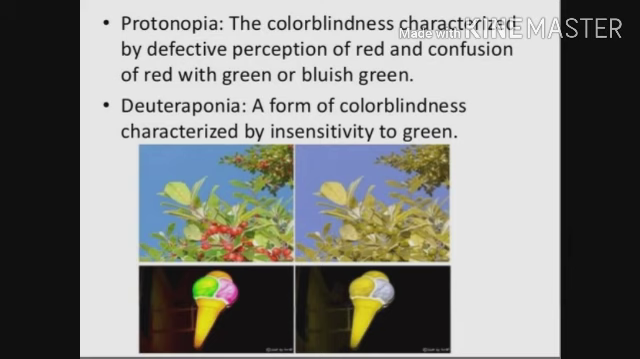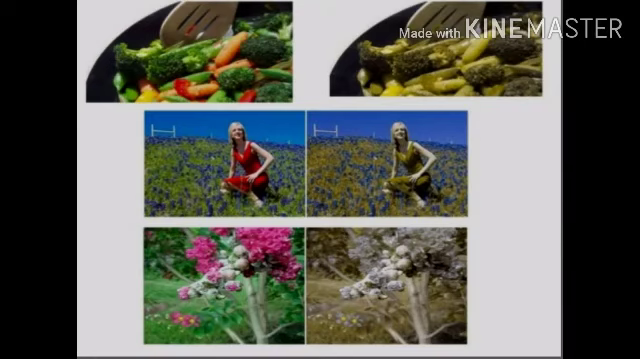Now, protanopia. It is a color blindness characterized by defective perception of red and confusion of red with green or bluish green color. Next is deuteranopia, a form of color blindness that is characterized by insensitivity to the green color. So these are the types of color blindness. You can see in the image also. That is the example of color blindness.